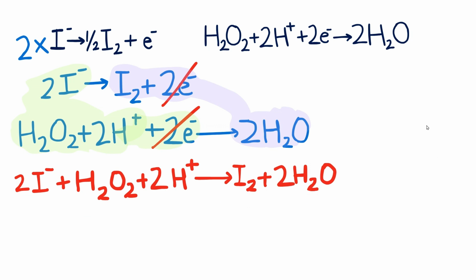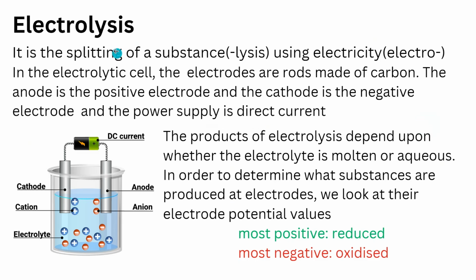Now let's move on to electrolysis. Electrolysis is the splitting of a substance, lysis, using electricity, electro. So this explains the name. In the electrolytic cell, the electrodes are rods made of carbon. The anode is the positive electrode and the cathode is the negative electrode, and the power supply is direct current.